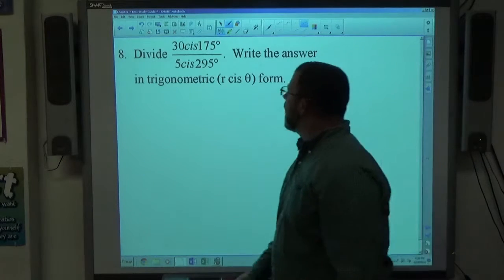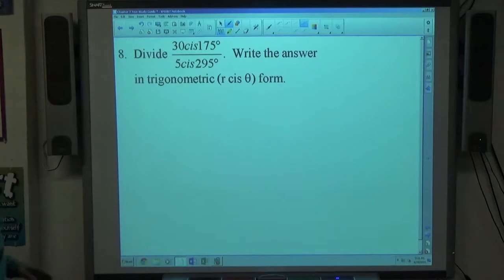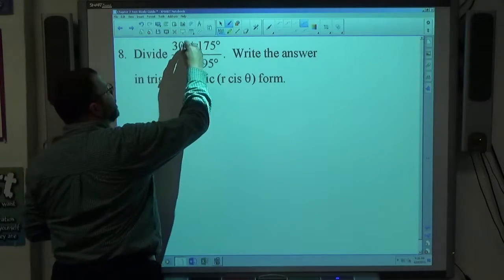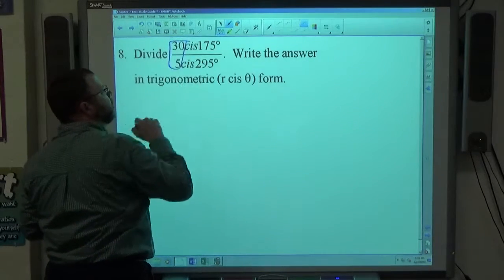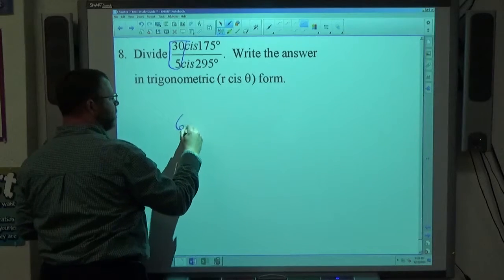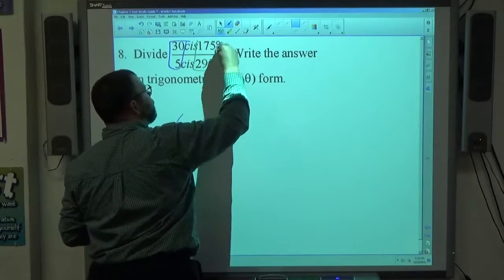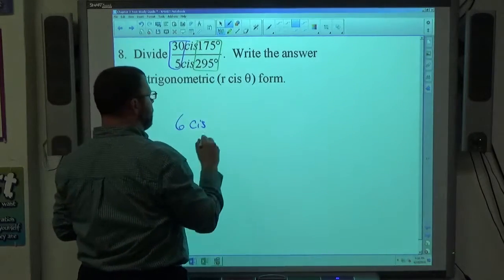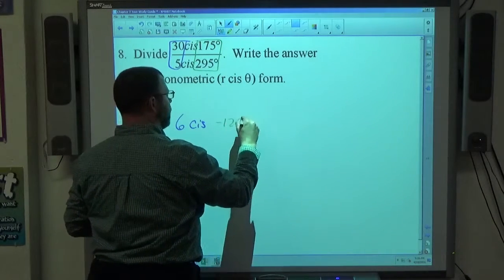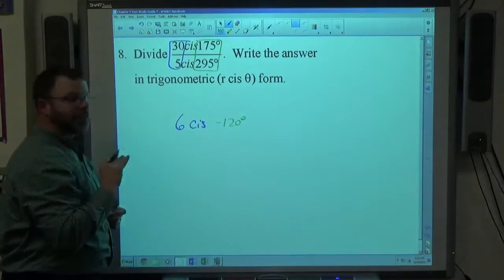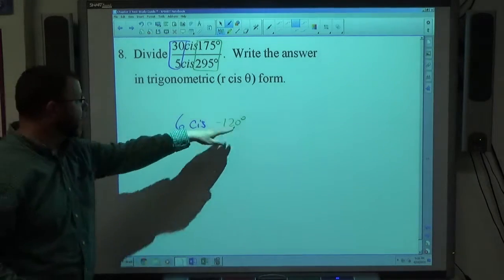Number 8, divide these two. According to the division rule, as long as you're in trigonometric form, I simply need to divide the numbers in front to get the number in front. So 30 divided by 5 is 6, and I subtract top angle minus bottom angle. 175 minus 295 is negative 120. That's the correct answer, but it's not good enough because we don't want an angle that's negative.